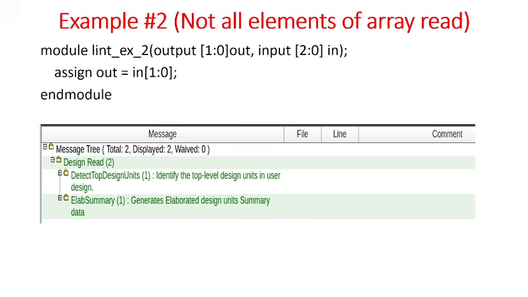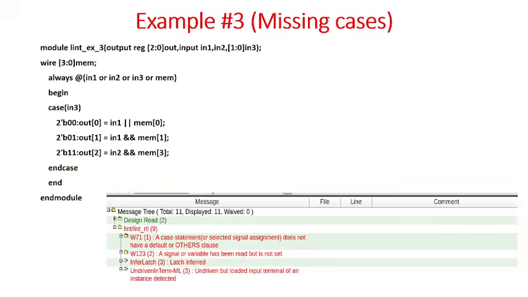In summary, we have some examples that we have discussed so far. If the elements of an array are not read fully, then that may produce an error. In this case, some waiver has been added in the SQL file. Missing cases: the case statement should not have any missing cases. The case statement should have the default case. In the absence of that, it will produce the lint error.